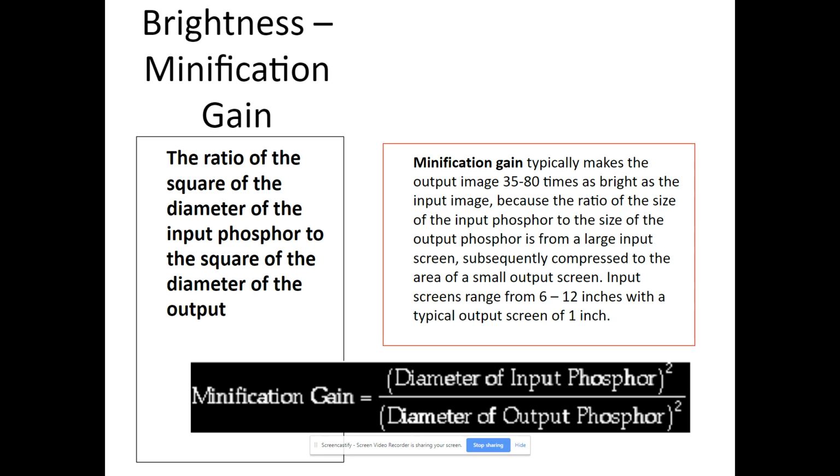So I talked sort of about this already. I'm just kind of going over it in just a little bit more detail, right? But the brightness, or what's known as the total brightness, is going to be a combination of the minification gain, which we said is basically the difference between the diameter of the input phosphor over the diameter of the output phosphor.